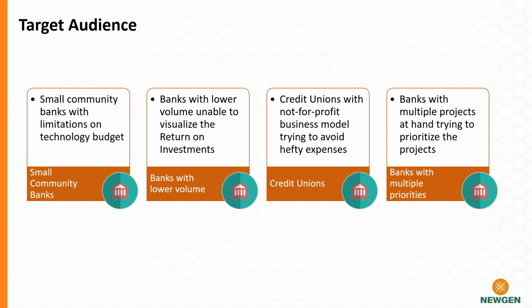And then credit unions, especially the small scale credit unions under $1 billion in assets, or anywhere under a couple of billion dollars in asset size. While they are not for profit, we have seen that typically with this kind of model and the lower asset size, they try to avoid the hefty expenses with account opening investments.